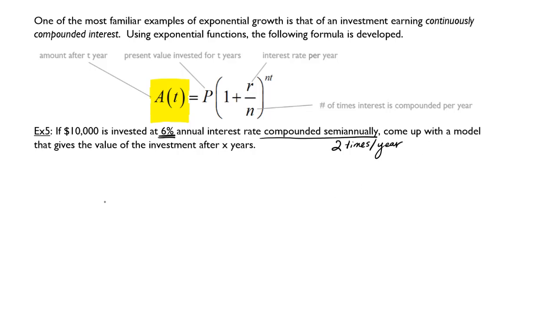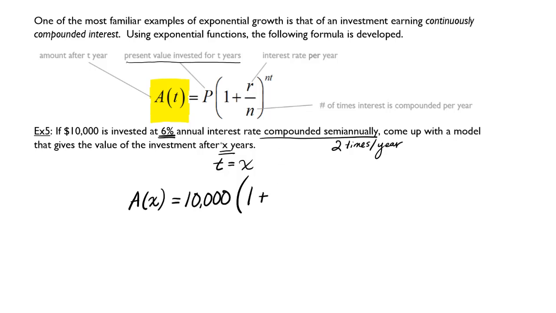come up with a model that gives the value of the investment after X years. Well, we know that time is in years, so we'll say t is equal to X. We also want to know how much money you will have at the end of that time. So we'll say A of X is equal to the original principal, the present value of the investment for t years, that's $10,000, times 1 plus the rate. Well, we said it was 6%. We'll put it as a decimal.